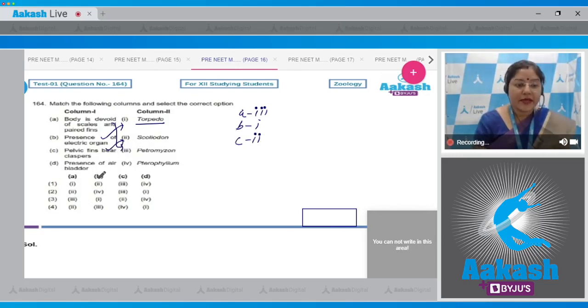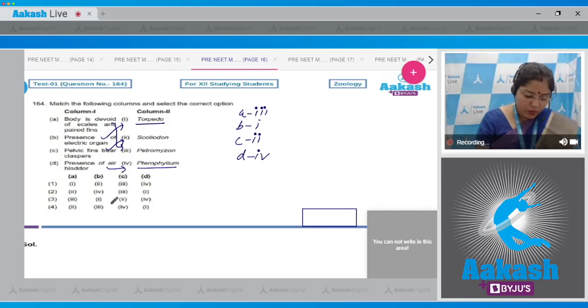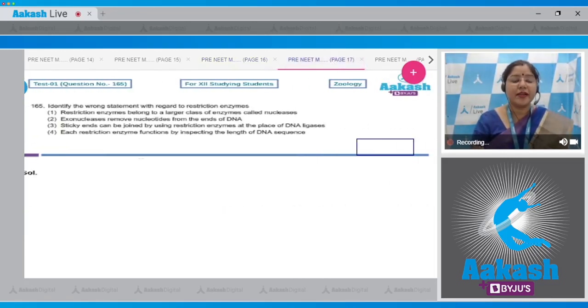Fourth, or D, presence of air bladder. Air bladder is present in bony fishes, and this air bladder provides buoyancy. An example of bony fishes is pterophyllum. So D matches with 4. So A with 3, B with 1, C with 2, and D with 4, this combination is given in the option number 3. So correct answer to this question is option number 3. Let's proceed to the next question.